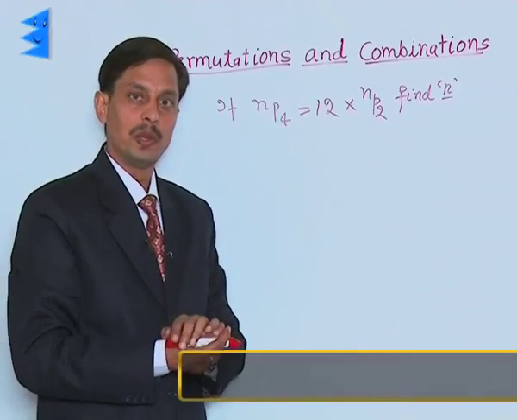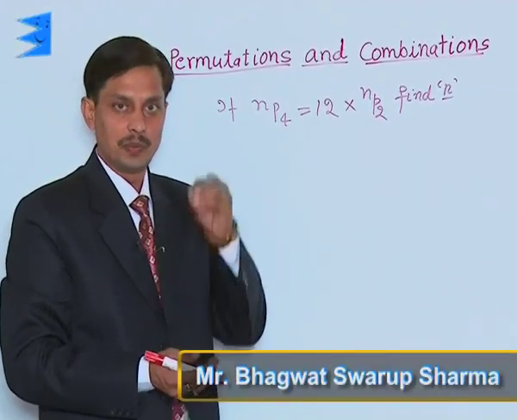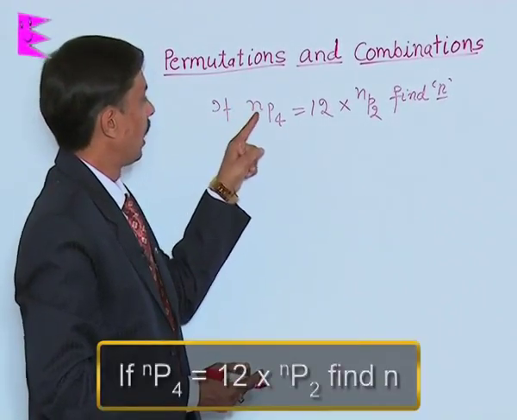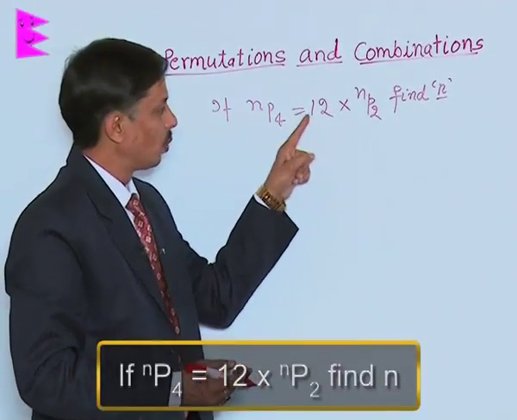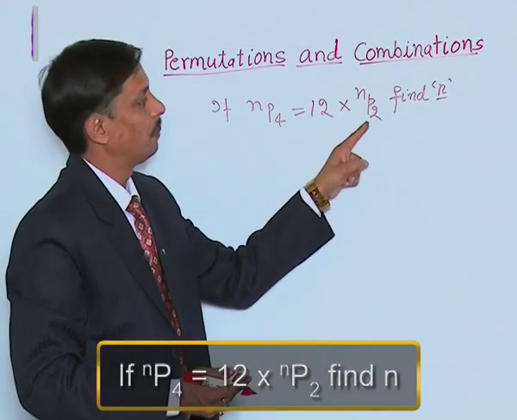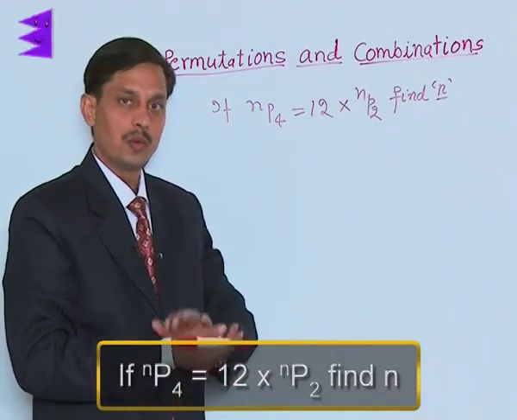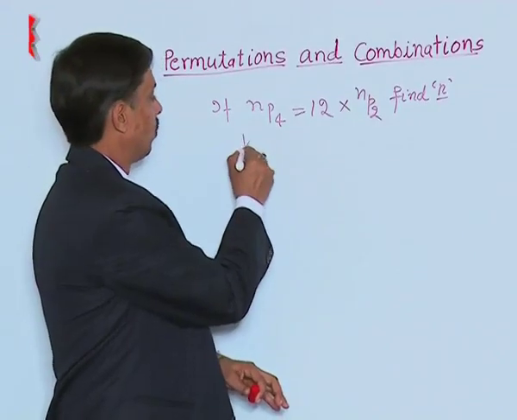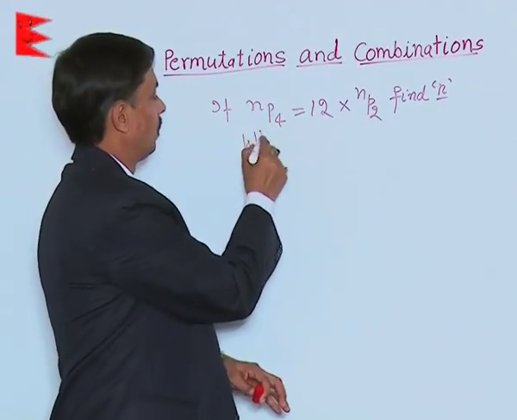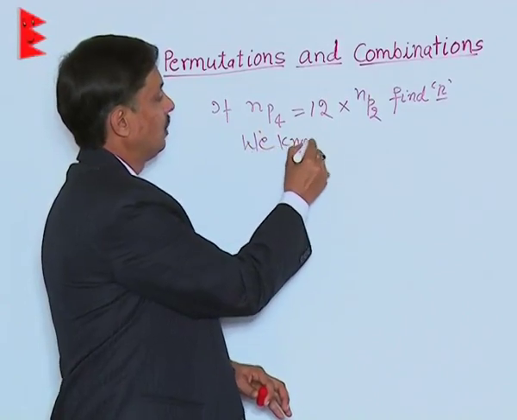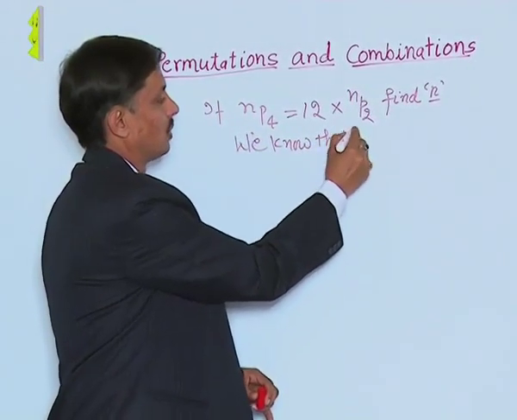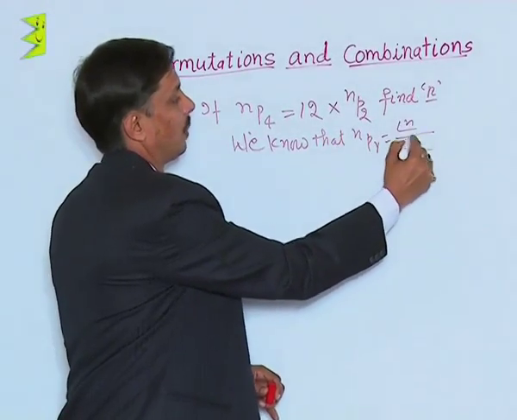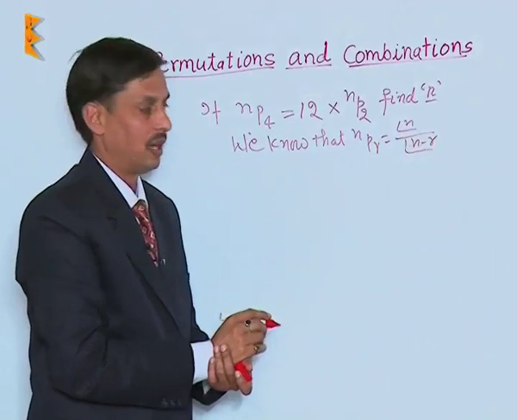Now I want to explain one application of the formula nPr. The question is, if nP4 equals 12 times nP2, then what is the value of n? We know the formula of nPr. nPr means factorial n upon factorial n minus r.